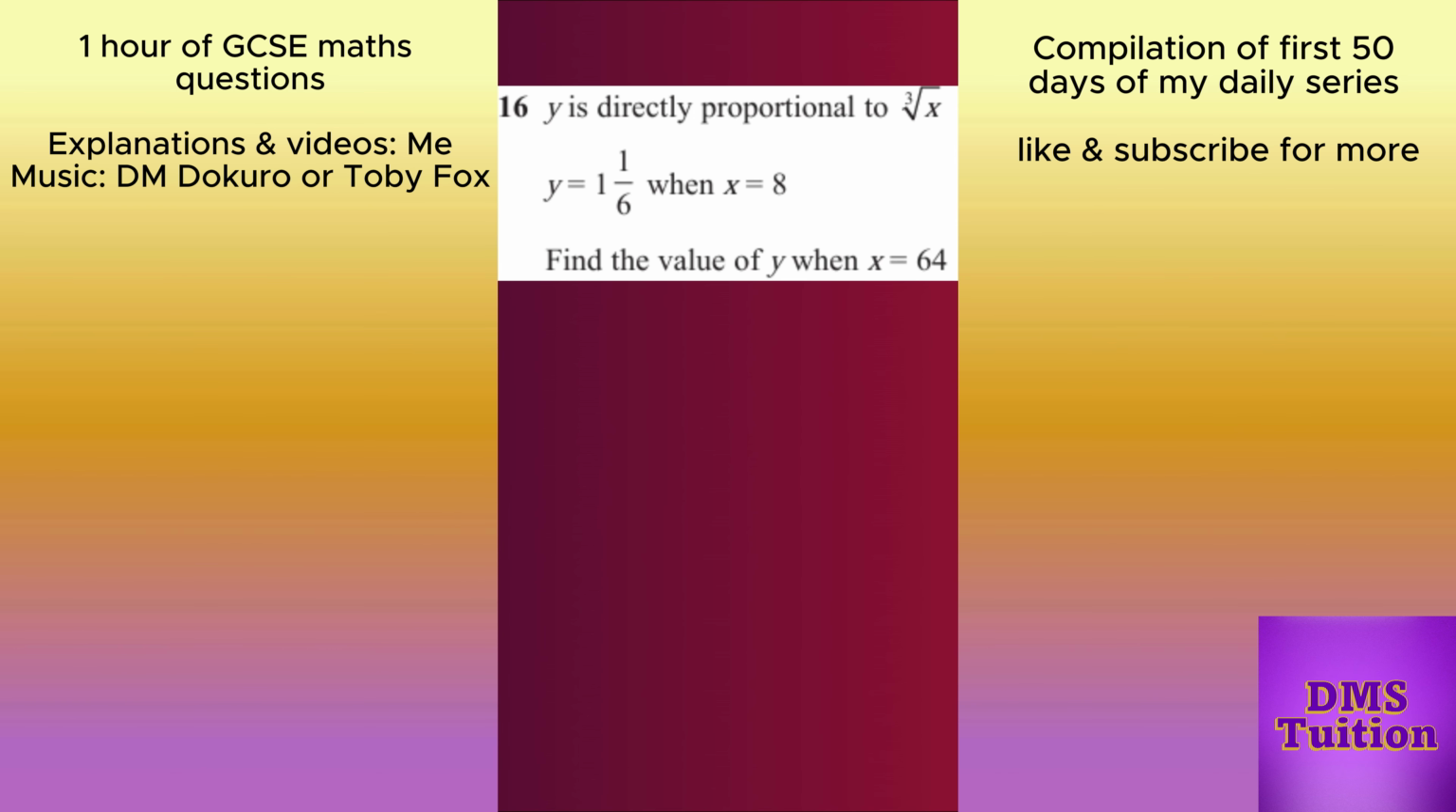y being directly proportional to the cube root of x means that y equals k times the cube root of x. So we simply plug in y equals 1 1/6, or y equals 7 over 6, and x equals 8 into the formula, then rearrange to get k.